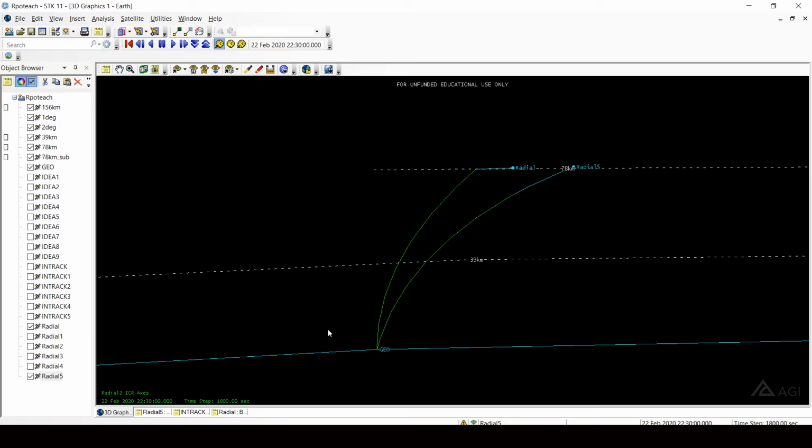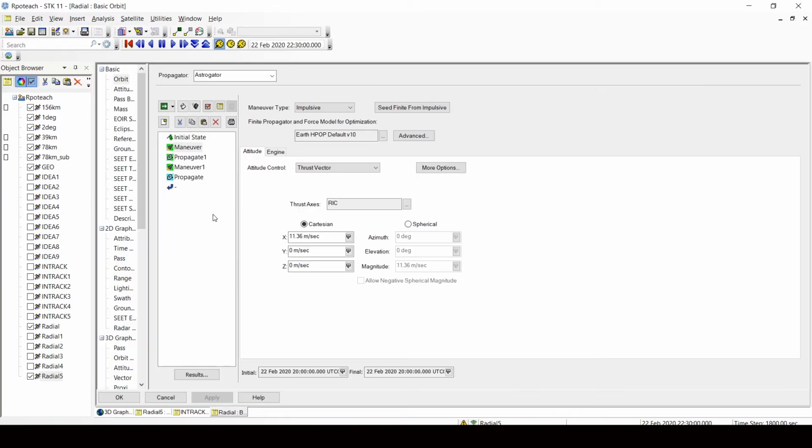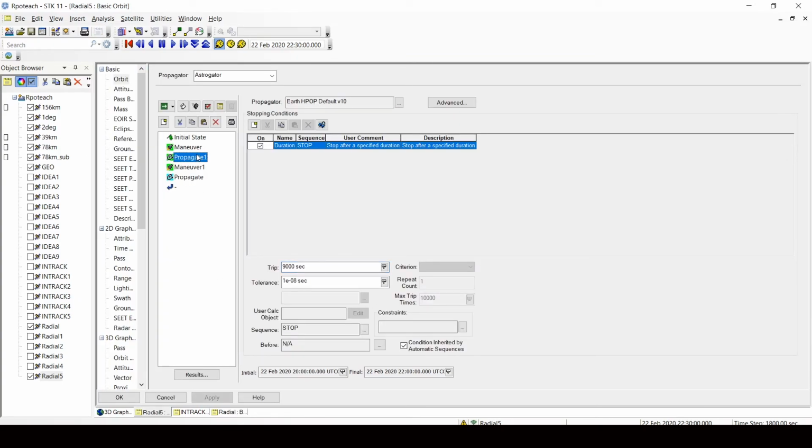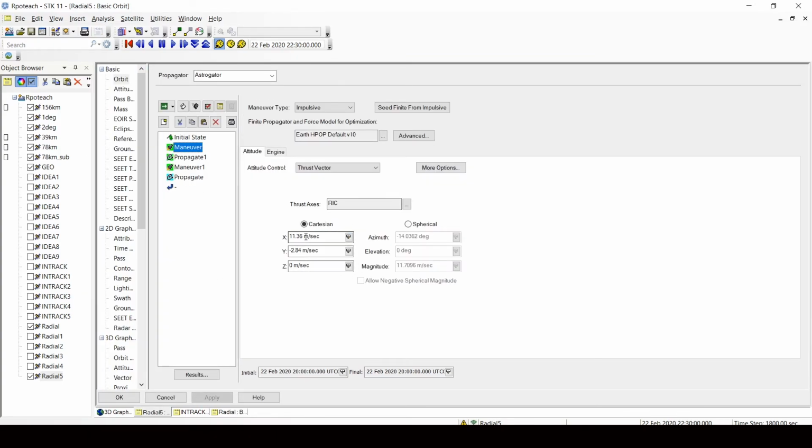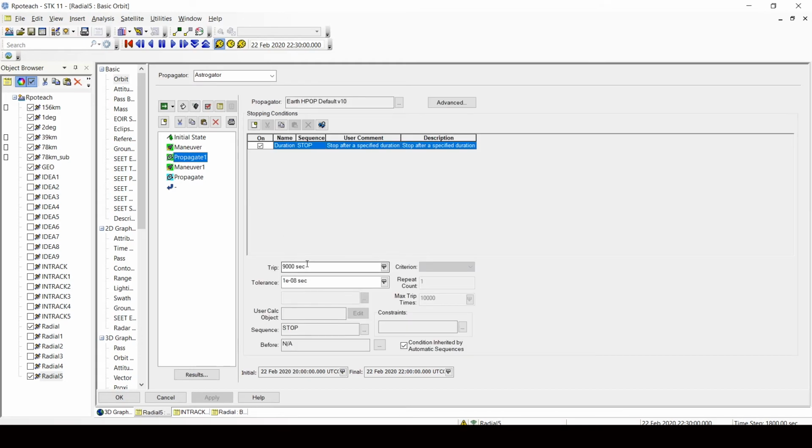Now let's see if we can linearize this drift. Okay, so here it is. We got 11.36 meters per second positive radial and a negative 2.84 negative intrack that is taking us from a higher semi-major axis to a lower semi-major axis, but we're trying to take advantage of this originally westward motion. It looks like about 2.5 hours is where we cross the geobelt.